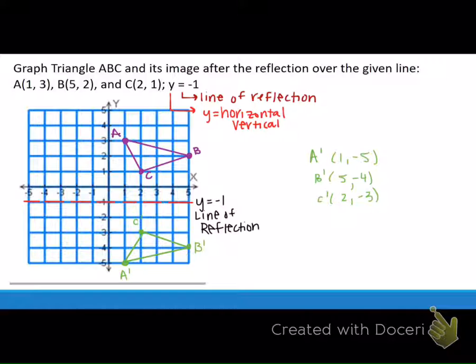The X values do not change in the ordered pairs, right? So the X values do not change. Do you guys see that? Which makes sense, you're reflecting over the Y. So when you reflect over something that's a Y equals, the X values will not change. So that might help you out a little bit.